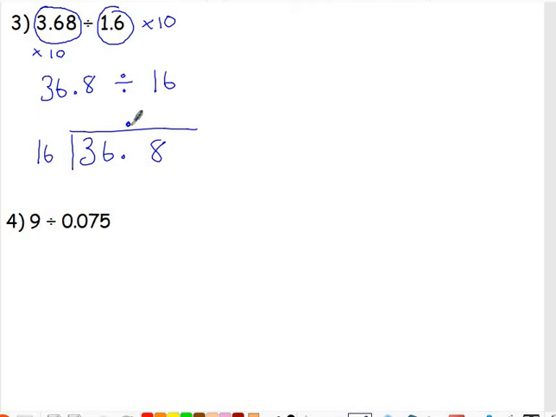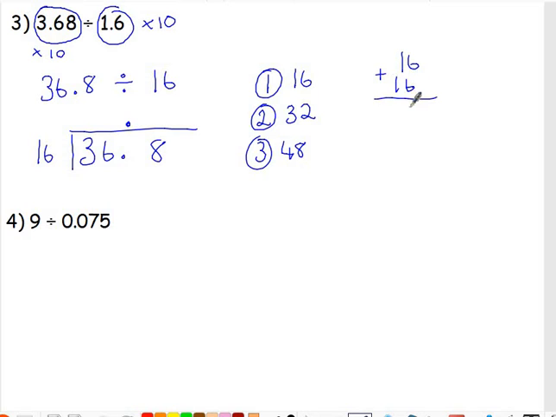To help us here, we can do our 16 times table down the side. So 1 times 16 is 16, 2 times 16 is 32, 3 times 16 is 48, or you could do your tower sum. 16 add 16, 6 add 6 is 12, 2 down carry 1, 1 add 1 is 2, and the one we carried is 3. 32 add 16, 2 add 6 is 8, 3 add 1 is 4, so you get 48 there.